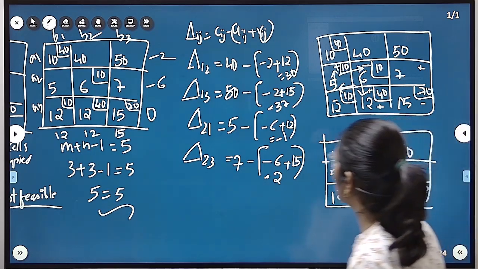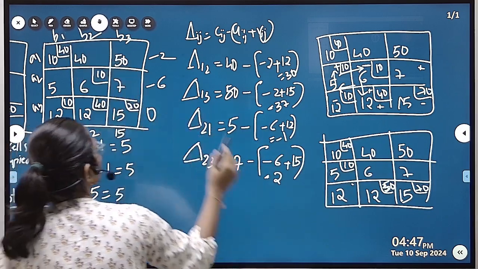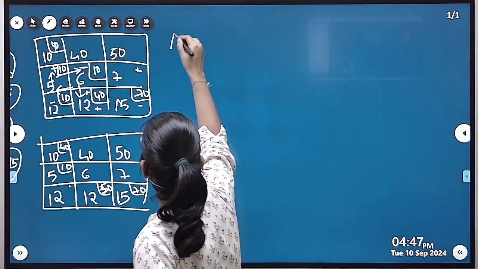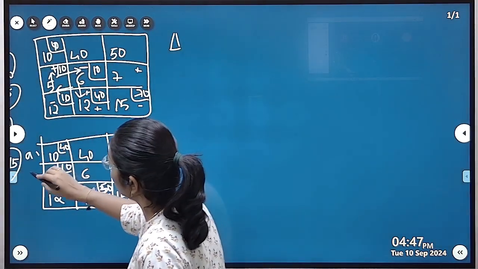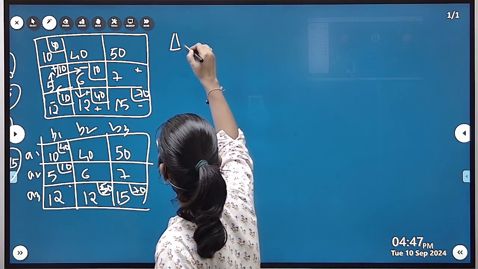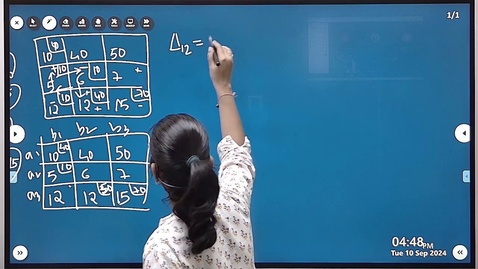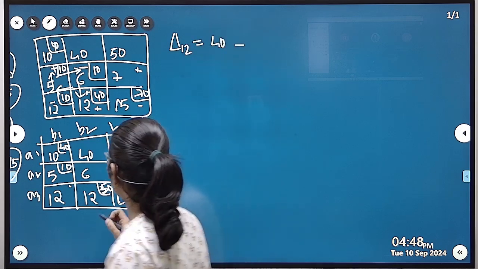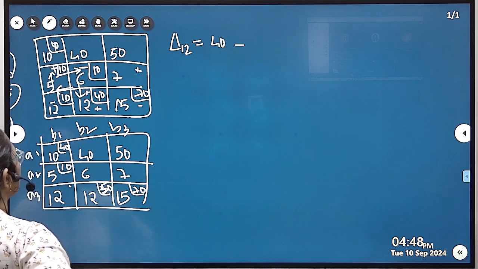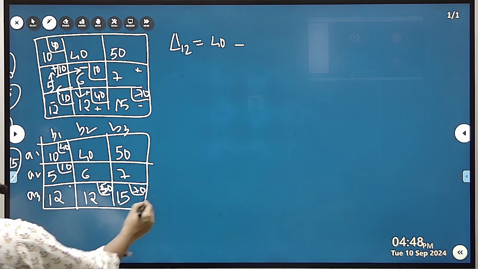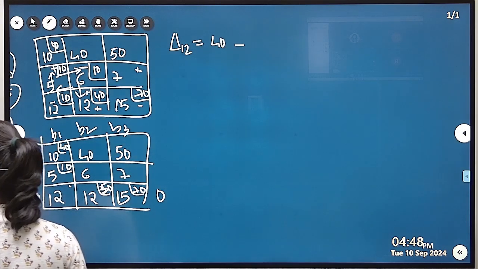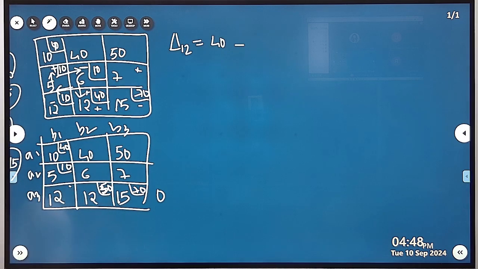So now do the Dij values for that. So Dij values: A1, A2, A3, B1, B2 and B3. Now what is A1 and B2? Next 40 minus, sorry, we need to make 0, right? So where we'll make 0? Last row or last column is okay. So we'll make 0 here. Are we going in the right format or not?